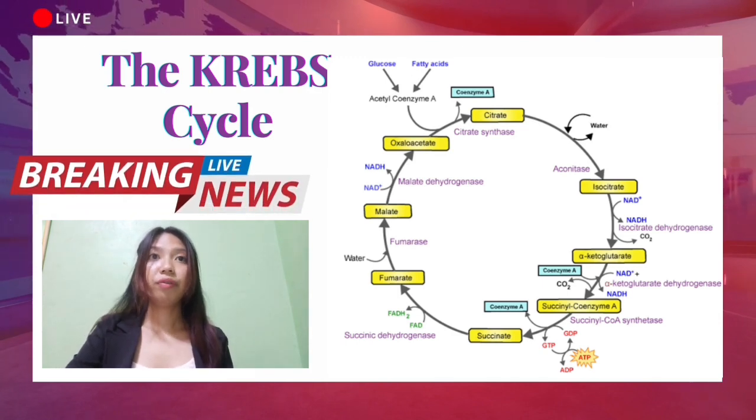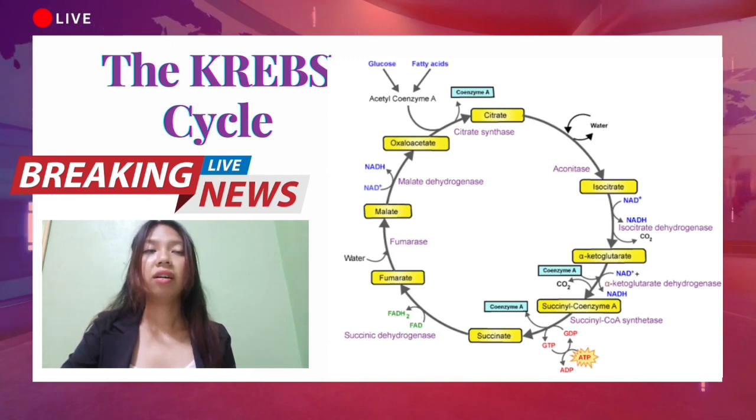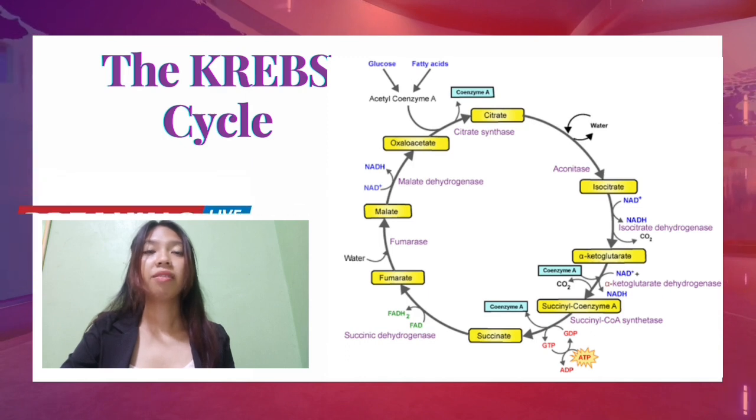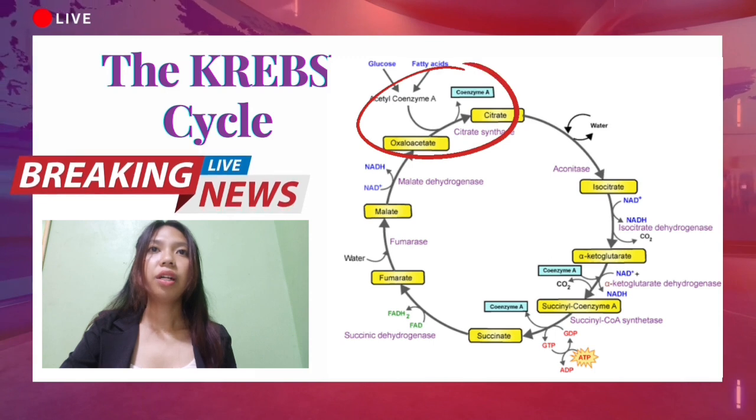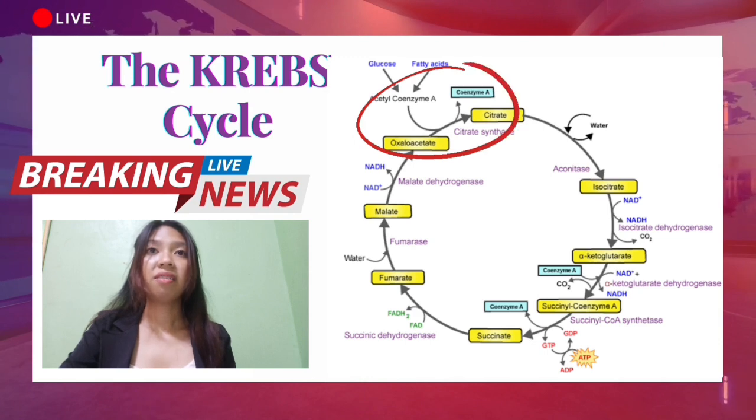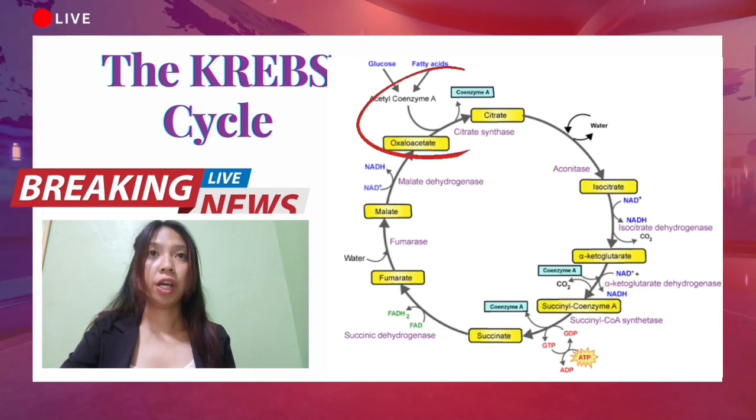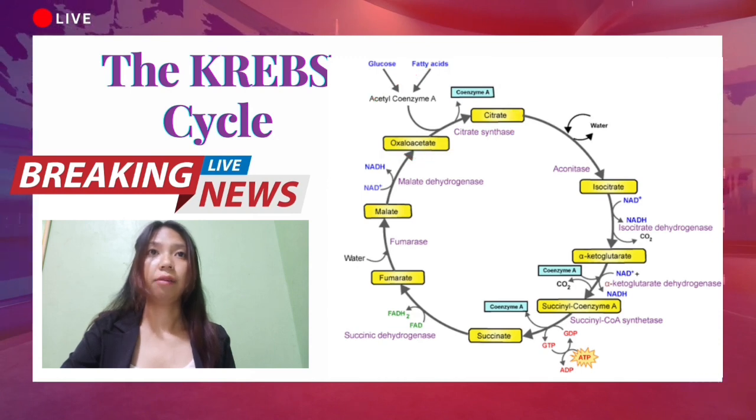So to review the cycle, we can see here that it undergoes a lot of processes. Starting from the acetyl-CoA, which is a 2-carbon chain, and oxaloacetate, which is a 4-carbon chain, it is reduced into citrate, which is a 6-carbon chain.